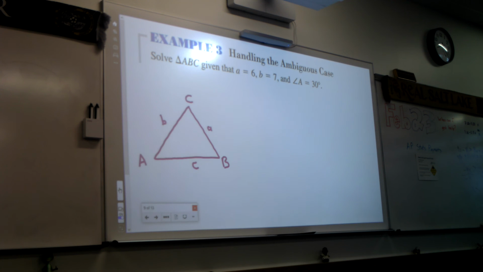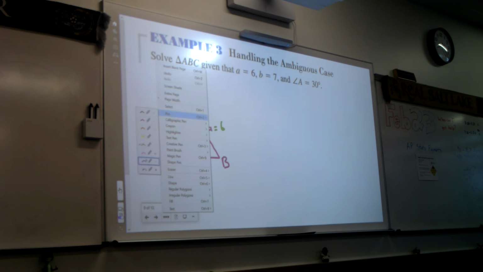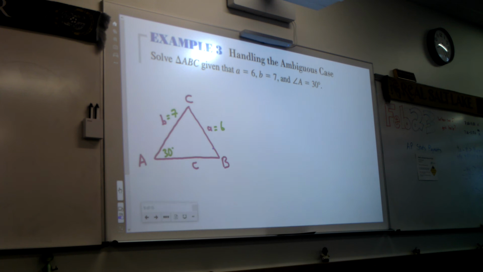Okay, let's fill in what we know about this triangle. Angle A is 30 degrees. Side B is 7, and side A is 6. Now, could we go through and just handle this the same way we did last time? Yes. So, here's what we're going to do. Let's go through this double time. What we know is given there in green. What we need to find is in blue. So, we still need to find angle B, then angle C, and then side C. So, the order is angle B, then angle C, then side C.